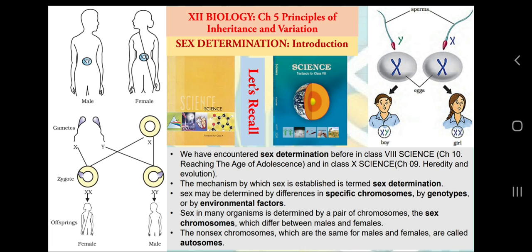Sex in many organisms is determined by a pair of chromosomes, and these chromosomes are called sex chromosomes, which we have studied in class 8th and 10th also, that those chromosomes are X and Y, and which differ between males and females. Why? Because females contain 2 X chromosomes, and males in the case of human beings contain 1 X chromosome and 1 Y chromosome. The other chromosomes, which are non-sex chromosomes, are the same for males and females and are called autosomes.